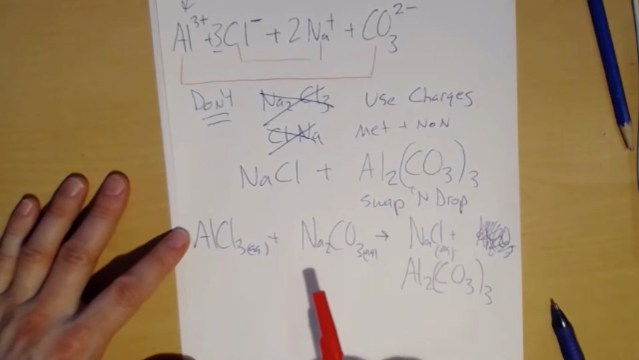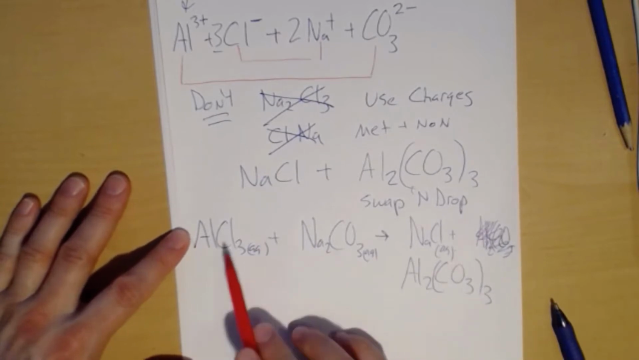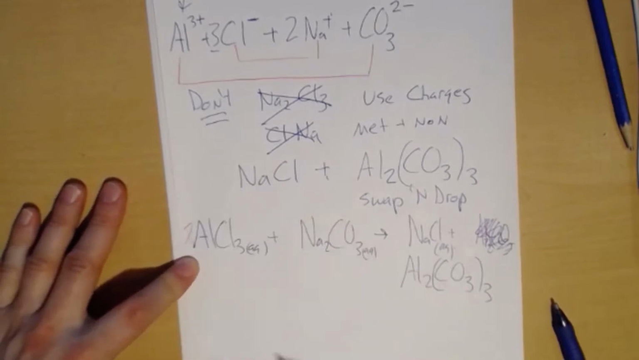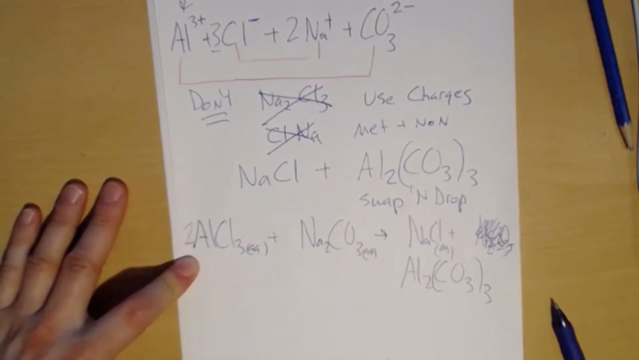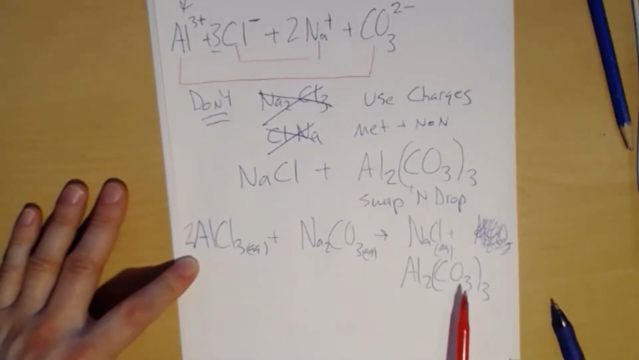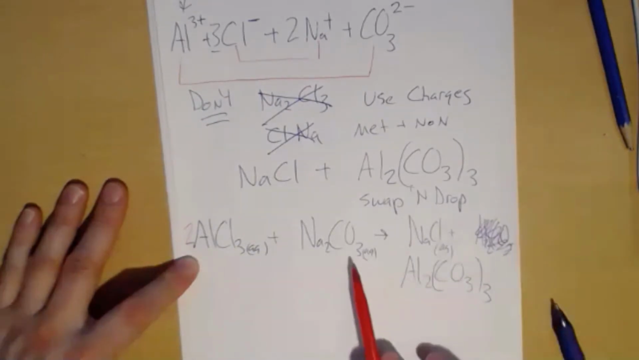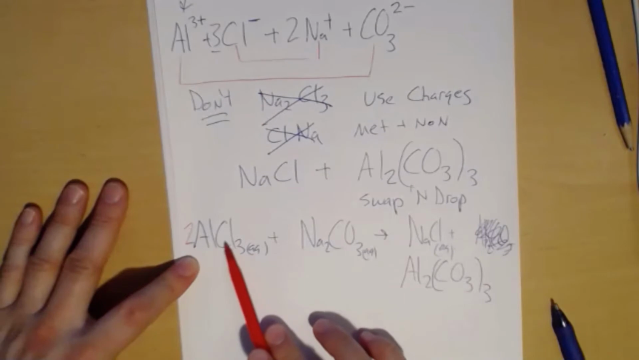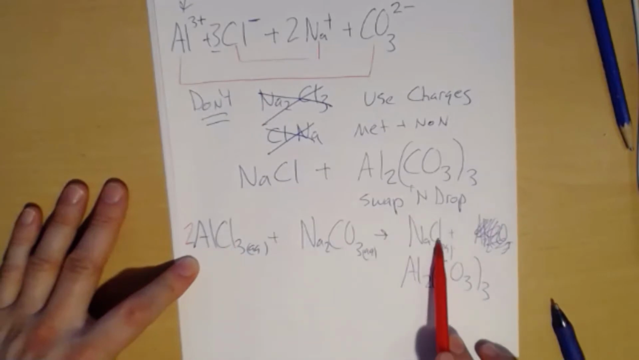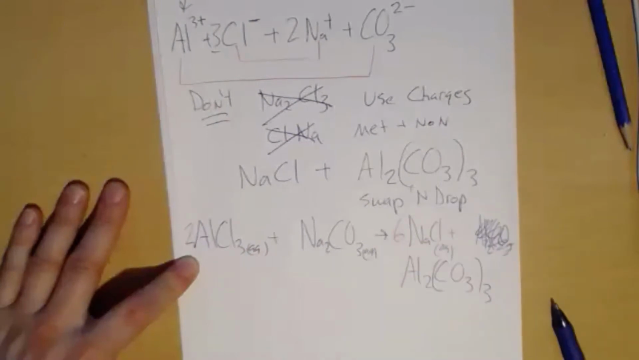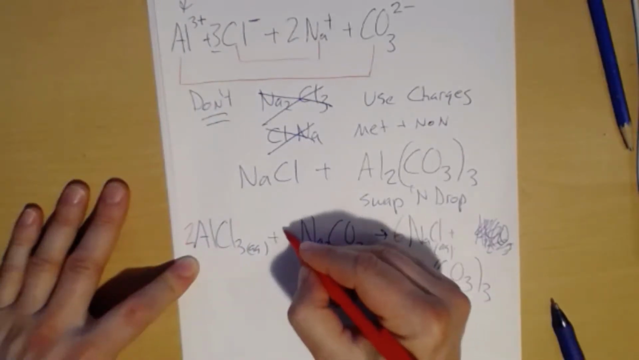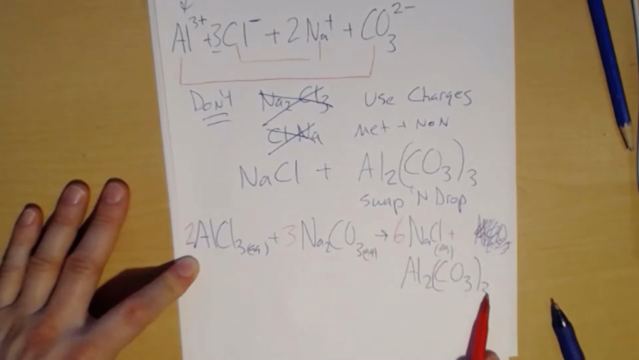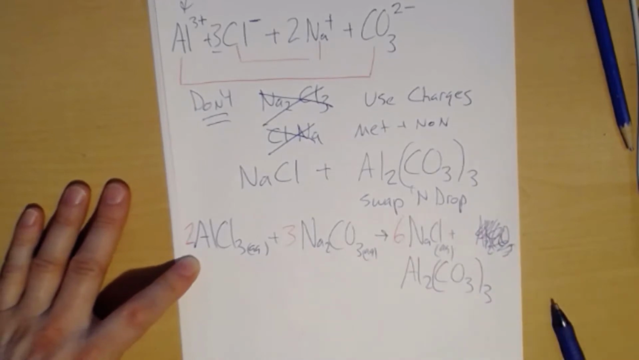Let's balance with coefficients. So I have 2 aluminums here. I'm going to put 2 aluminums there. And I have 3 carbonates here. I could balance the sodiums 2 and 1, but better yet, let's balance the chlorines. I have 6 chlorines here, and I want 6 chlorines there. And if I have 6 sodiums here, then I want 3 of these, which also balances the carbonates. Okay? And then I want to find the states.